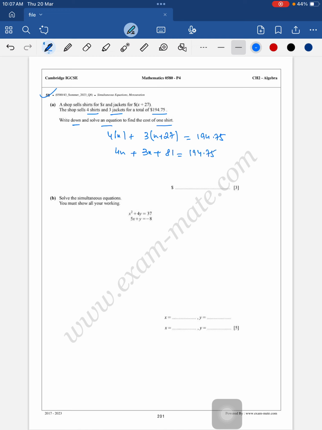Now solving it for x, 4x plus 3x is 7x. 194.75 minus 81, 81 goes over there, plus becomes minus. So 194.75 minus 81, we are getting 113.75. So 7x is equal to 113.75, divided by 7, we are getting 16.25. So x is equal to 16.25.